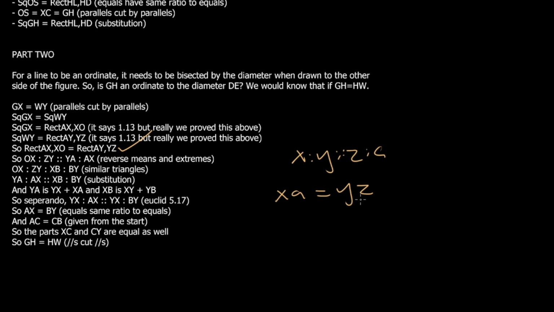It's just that if you have, I'm going to call this a rectangle, but it's just 2 magnitudes multiplied, one term needs to be separated on the extremes, and one term needs to be separated on the means, meaning the middle terms. Great. So AX times XO is 2 magnitudes multiplied. We put XO on this extreme and AX on this extreme. Same thing for AY times YZ. We put ZY on the mean, YA on the mean. So that's proper reverse means and extremes.